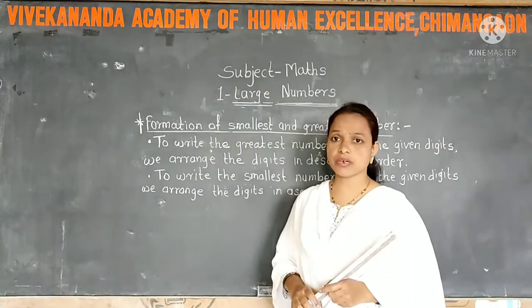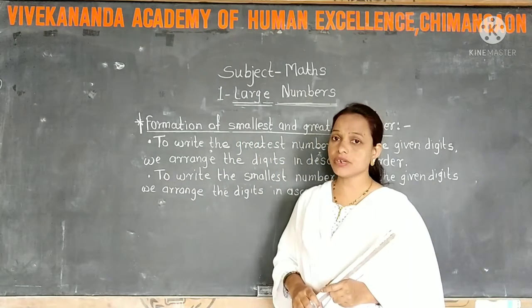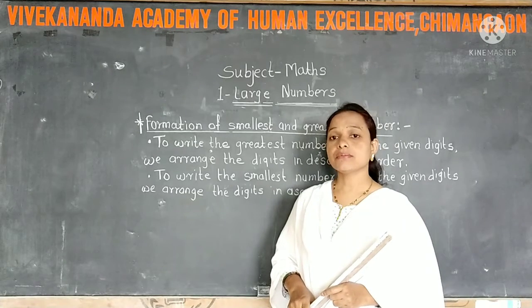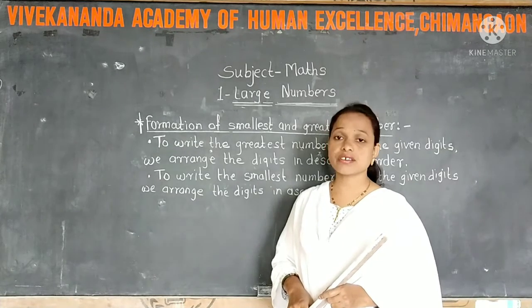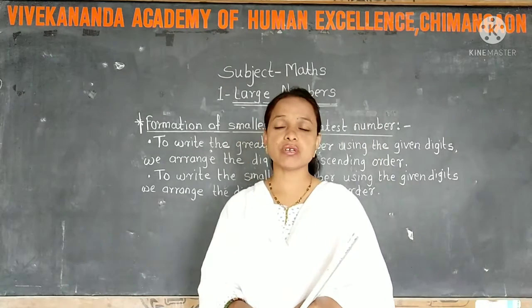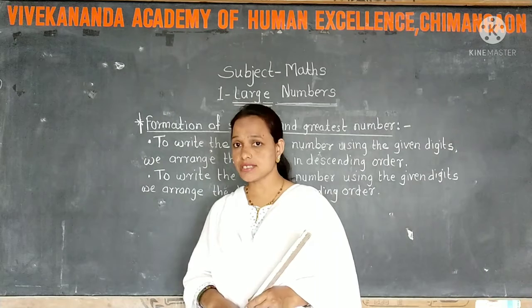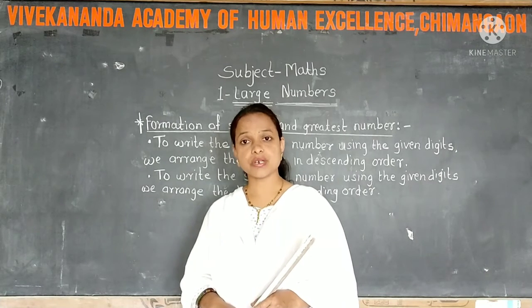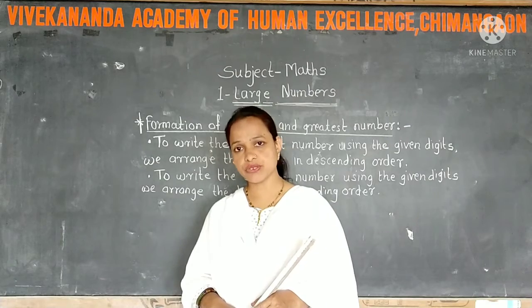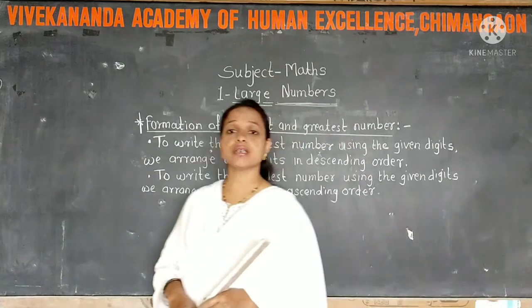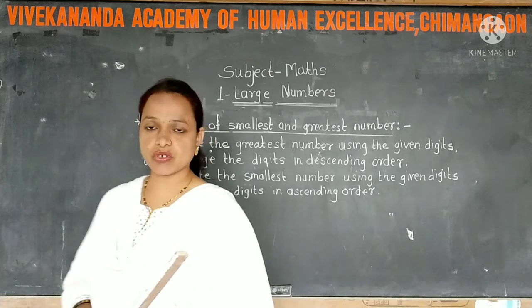Students, we have learned how to compare given numbers by using rules, when the numbers have the same number of digits and when they have different numbers of digits. We have also learned how to arrange given numbers in ascending and descending order. Ascending order means arranging numbers from smallest to greatest, and descending order means arranging them from greatest to smallest.